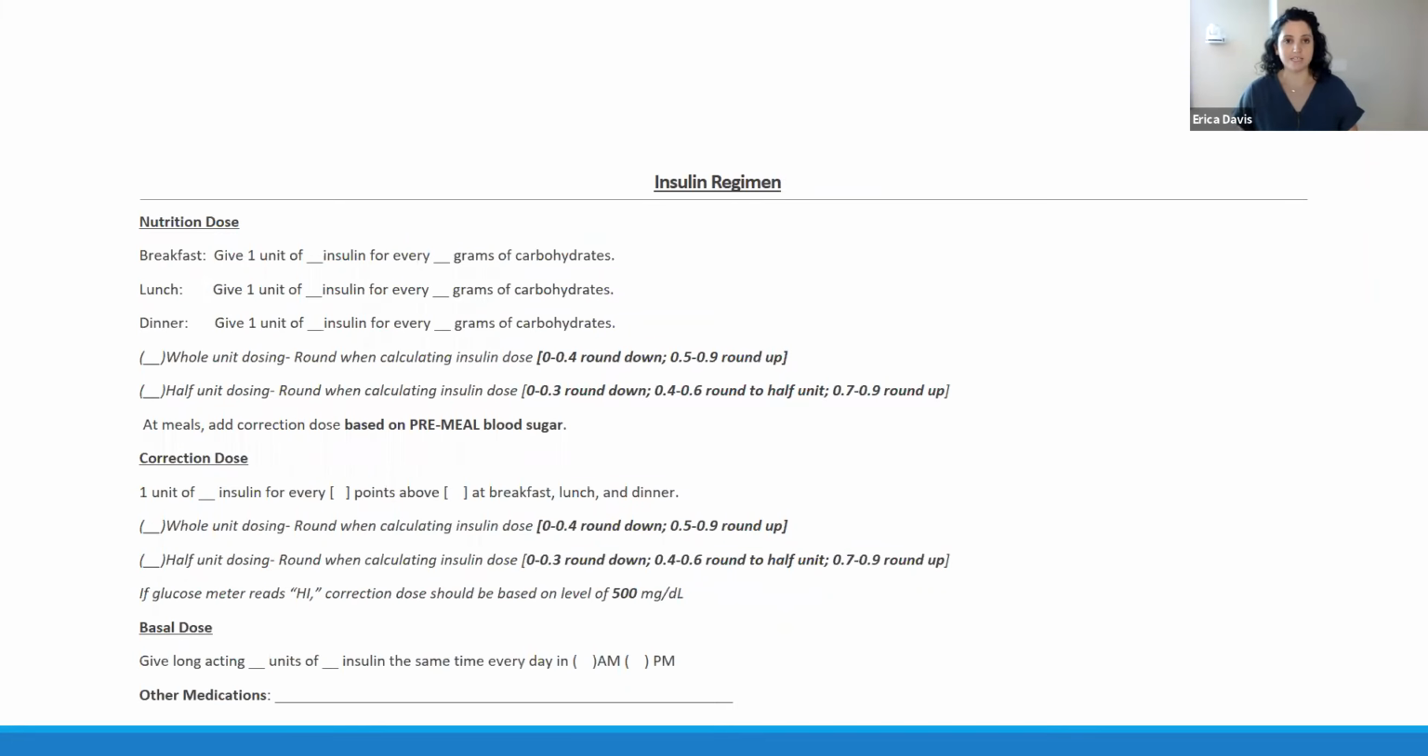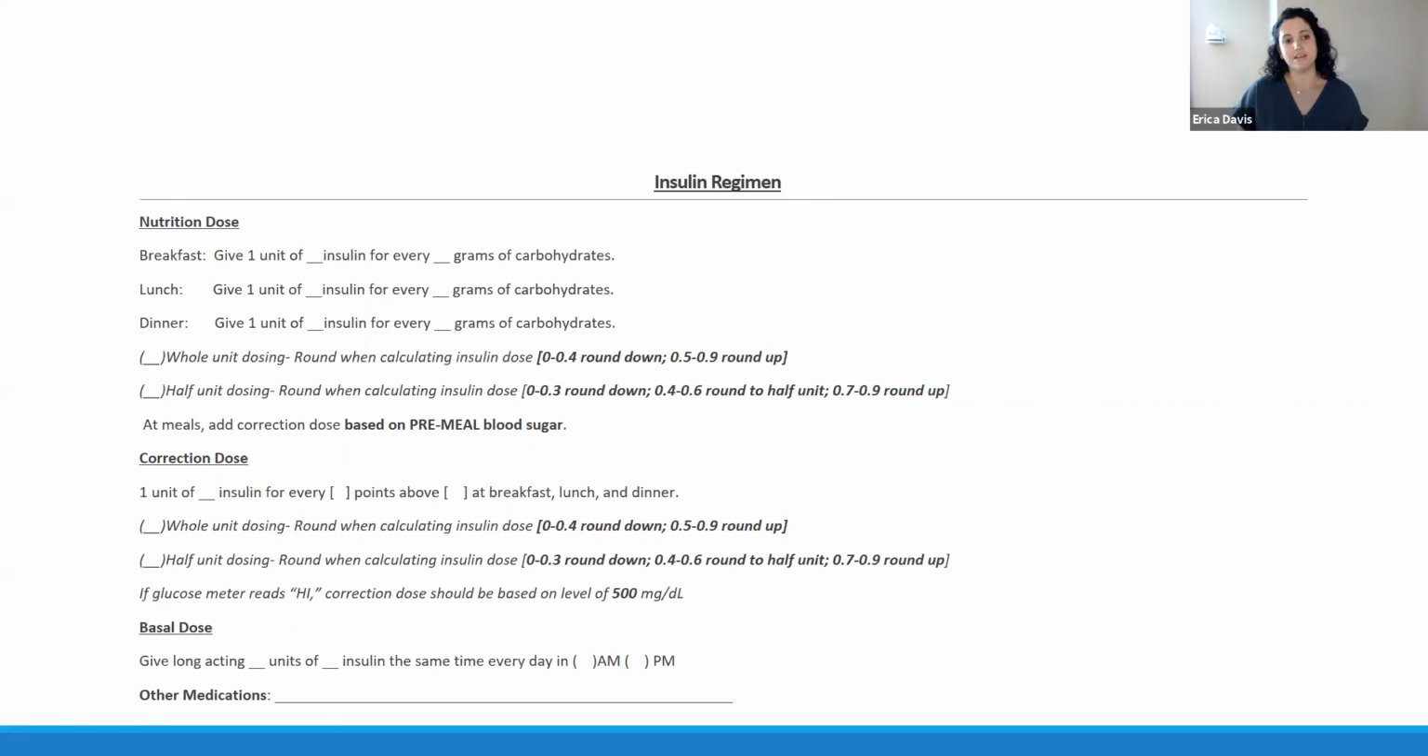Following being on a sliding scale, we do most of the time attempt to move them to a more flexible insulin dosing. So at the time that they do that, you're going to see the more standard school care plan that you normally see with the insulin regimen with a nutrition dose and a carbohydrate dose, where they're not going to have as much of those restrictions on the carbs. It's going to be based on what they're actually wanting to eat.